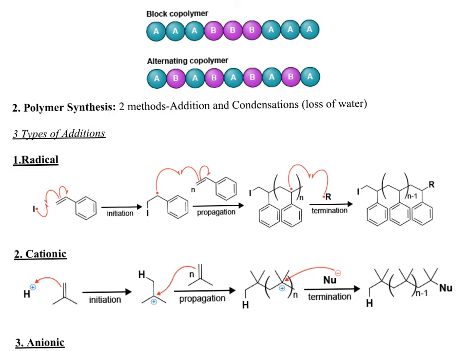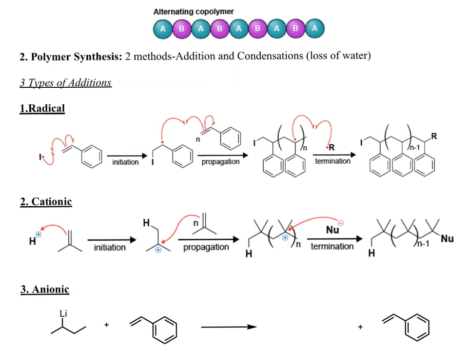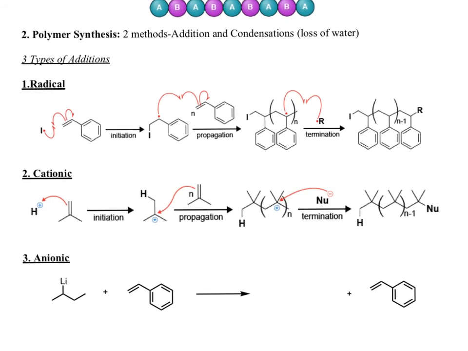Polymer synthesis comes in two ways: addition reactions and condensation reactions. Condensation reactions are losses of water. We'll talk a little bit more about those in the last unit. The other type are addition reactions. They can come in three ways: radical, cationic, and anionic.